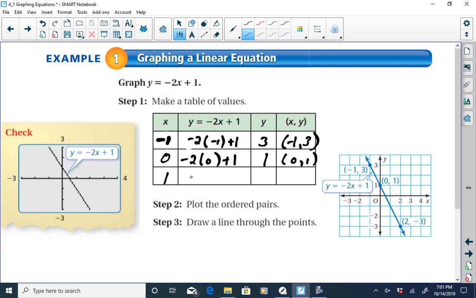Let's replace x with 1 here. So this is going to be -2 times 1. -2 times +1 is -2. -2 plus 1 is going to be -1. Right? And so our ordered pair is going to be (1, -1). And when we graph these ordered pairs, (-1, 3) is this point here. (0, 1) is this point here. Then we have (1, -1) is this point here. Each one of those ordered pairs represents a solution to that equation.